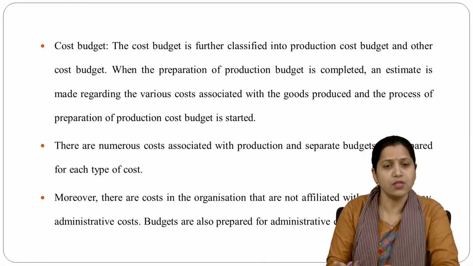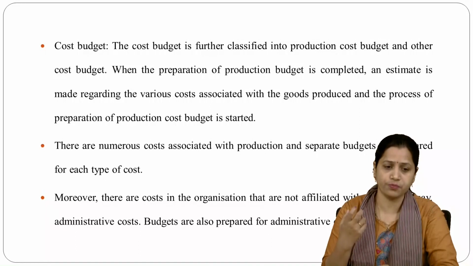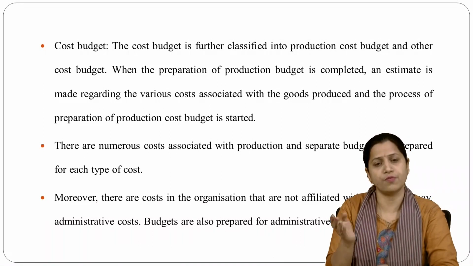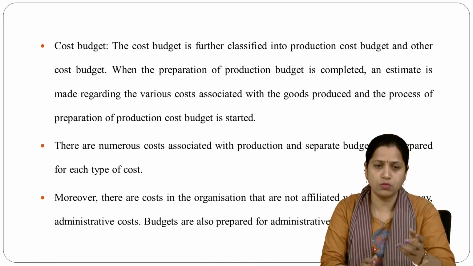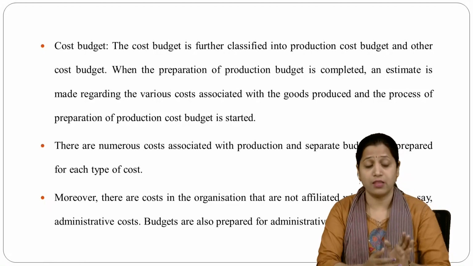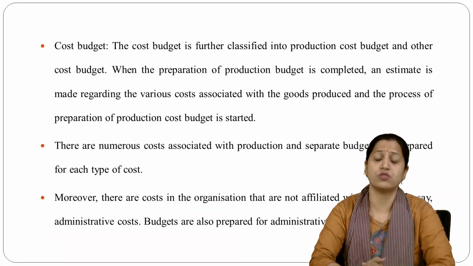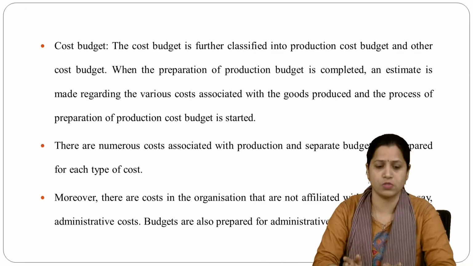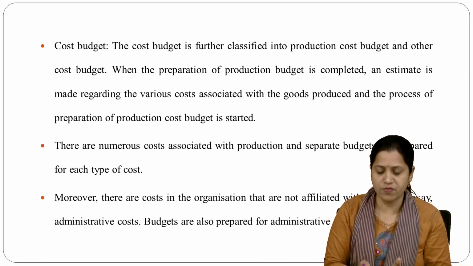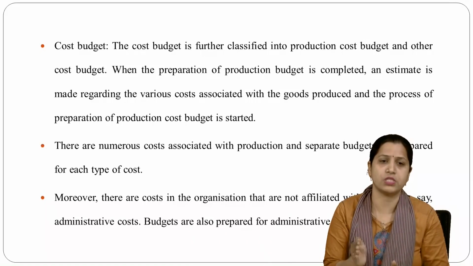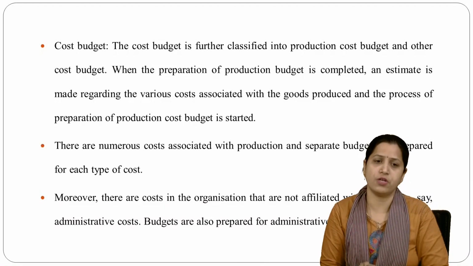Whenever we are producing the units, we have to measure the number of units produced and the cost of producing those units. So this will be helpful after making this cost budget. And there are numerous costs associated with production, and separate budgets are prepared for each type of cost. So the cost is also divided into different parts. For every type of cost, a different cost budget can be prepared.